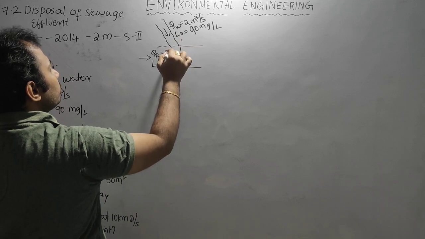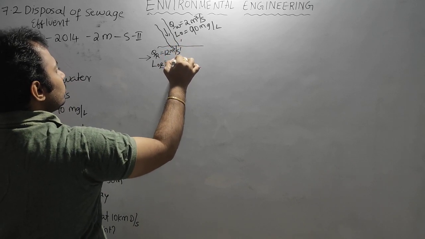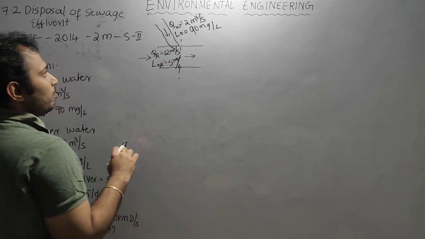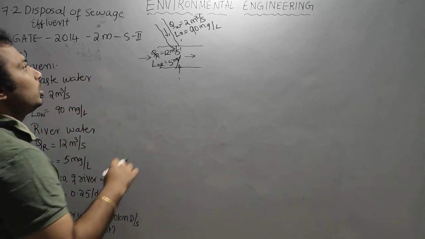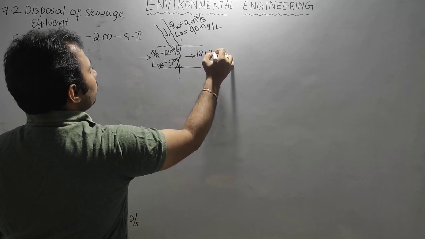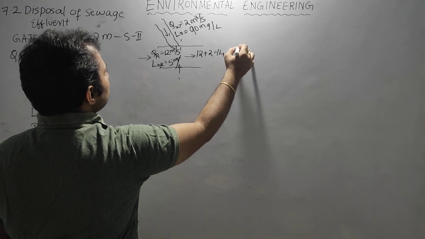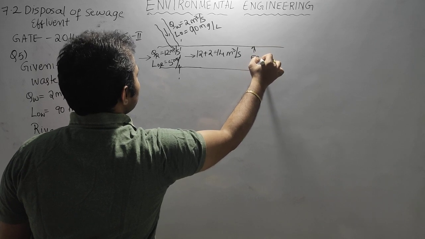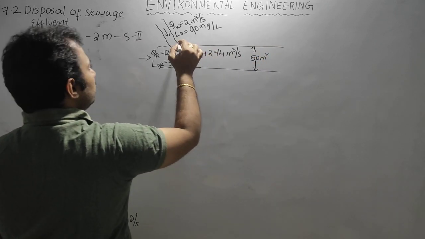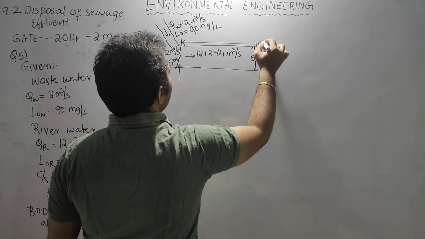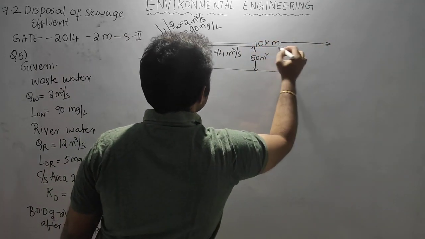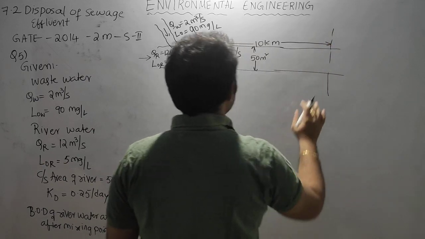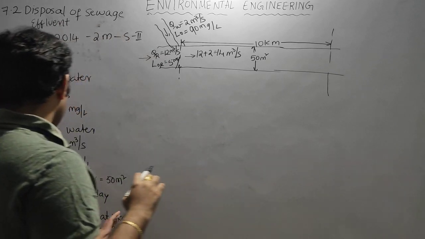So after this point, the discharge of the river will become 12 plus 2, 14 meter cube per second. This is the discharge after this point, and the cross-sectional area is 50 meter square. This is the mixing point, and from here at a distance of 10 kilometer, somewhere here, what is the BOD of the river water?